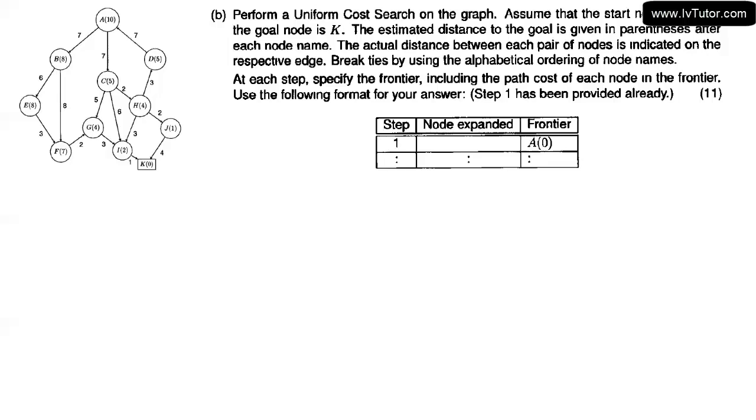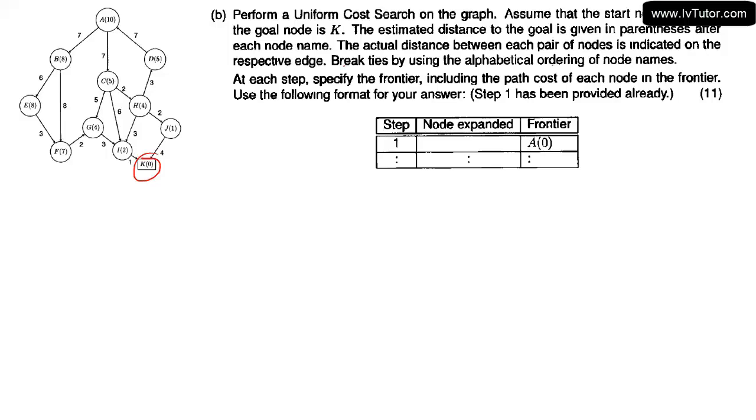Uniform cost search is a priority queue, right, which is based on the estimates? So perform uniform cost search, assume that the start node is A and the goal node is K. The estimated distance to go is given in parentheses after each node name. The actual distance between each pair of nodes is indicated on the respective edges. Break ties by using alphabetical ordering of names.